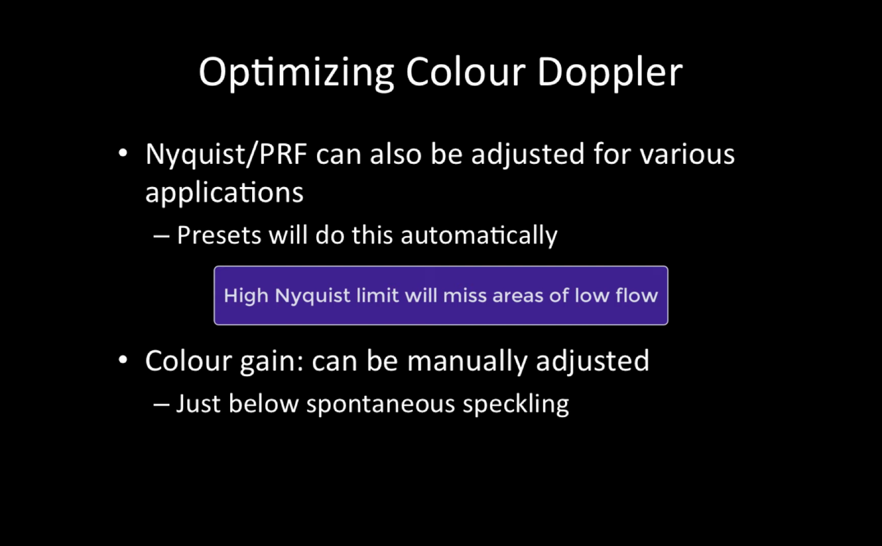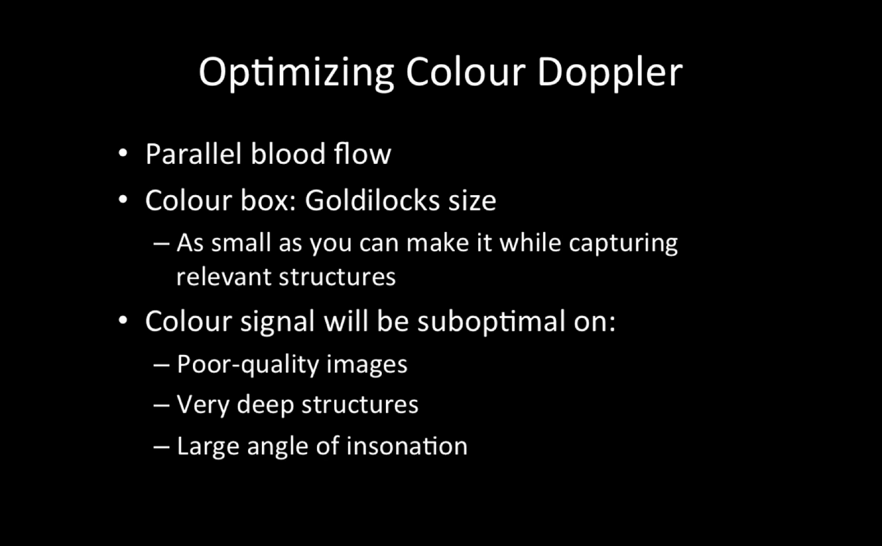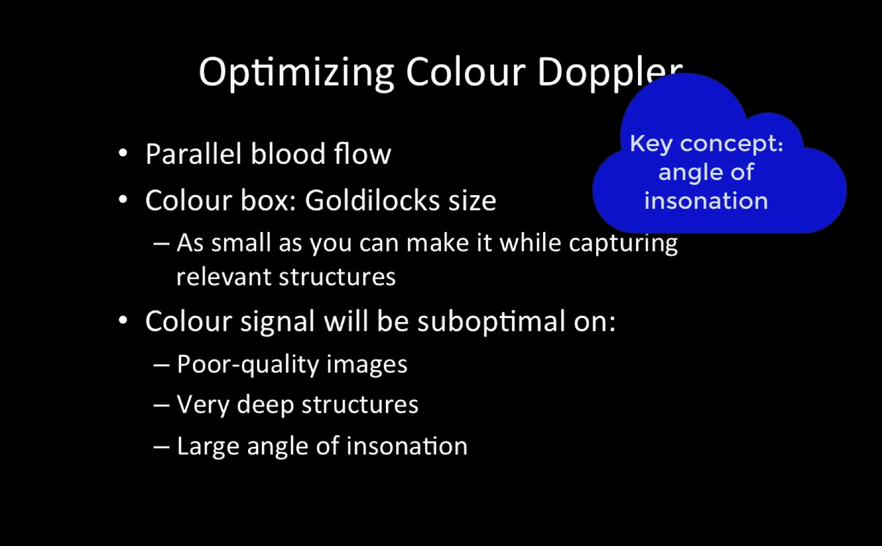Color gain can also be adjusted. Again, most presets will automatically set this at a reasonable level. And to test this, you increase your color gain until you see spontaneous color speckling, and then dial back just slightly from there. It's once again important to try to align the direction of blood flow to be parallel to the angle of interrogation of the probe. In addition, the color box should always be the right size, so we want it as small as possible while still encompassing the structures of interest.